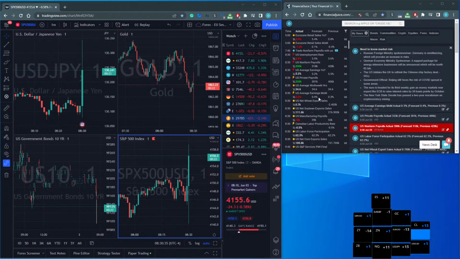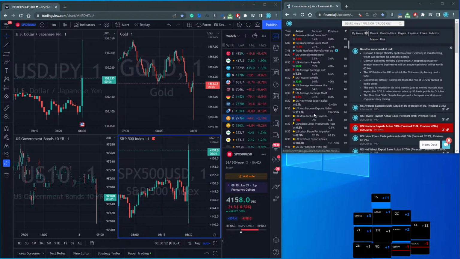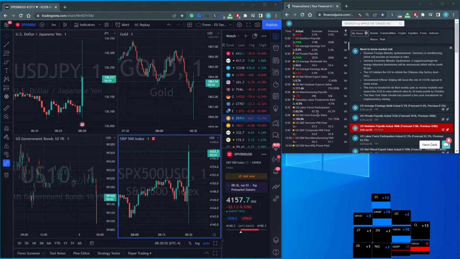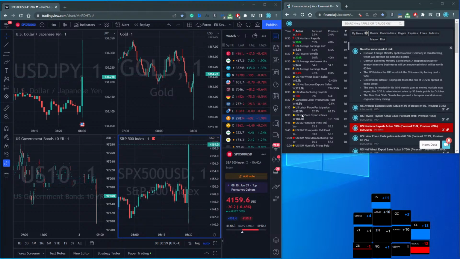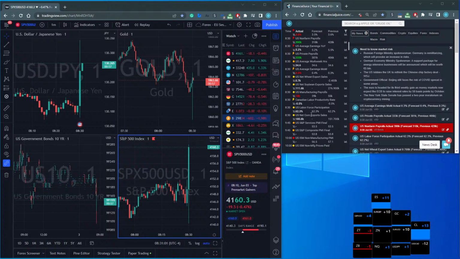Average earnings month on month ticked lower to 0.3% compared to the forecast of 0.4%, though unchanged from the prior figure. Manufacturing payrolls 18k, lower than the forecast of 39k. What else we got? Participation rate was unchanged from the forecast, but slightly higher compared to the previous.